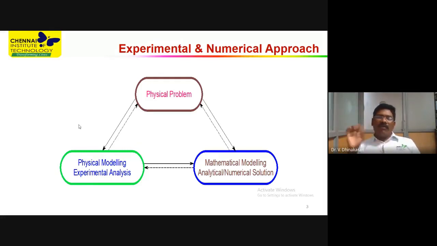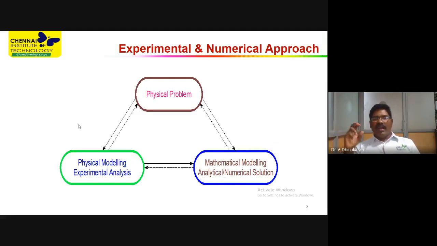For example, when you look into the governing equation, if it is a differential equation, it may be either a partial differential equation or an ordinary differential equation. Most engineering cases will have partial differential equations. Why? Because in an ordinary differential equation, there will be a limited number of variables, so there will be only one independent variable. But in a partial differential equation, there will be more than one independent variable.